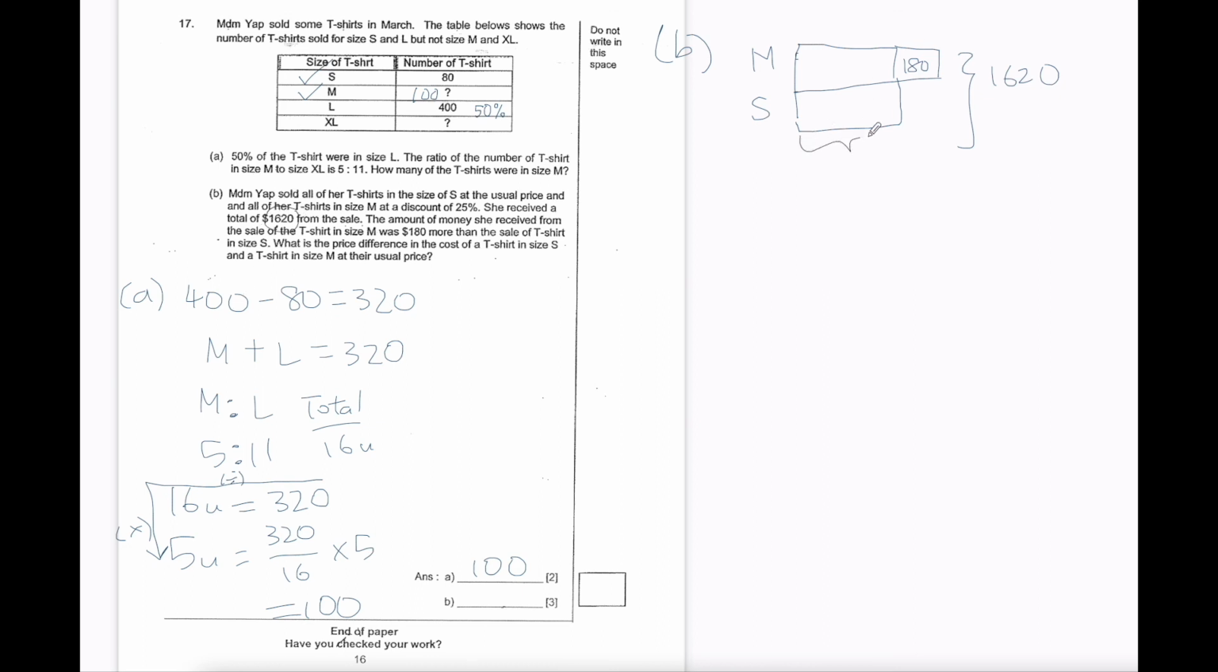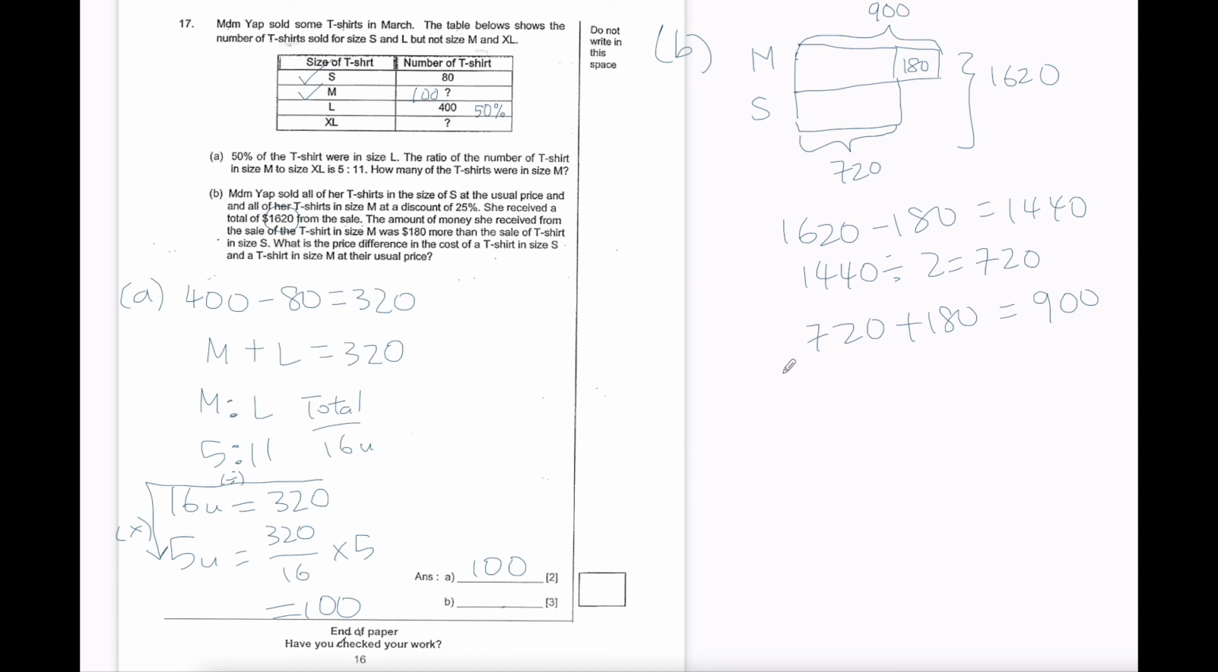So can we find out how much she earned from selling M size and how much she earned from selling S size? We can take 1620 minus 180. We're going to get 1440. And then we take 1440 and divide by 2. We're going to get 720. Okay, so S size we earn $720. M size is 720 plus 180, which is 900. Okay, so this was at a discount of 25%.